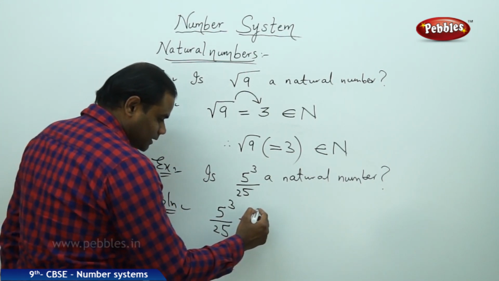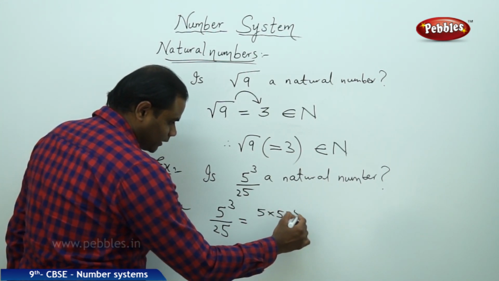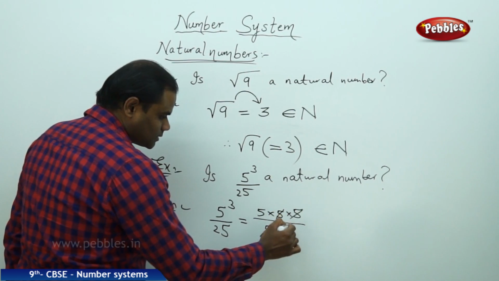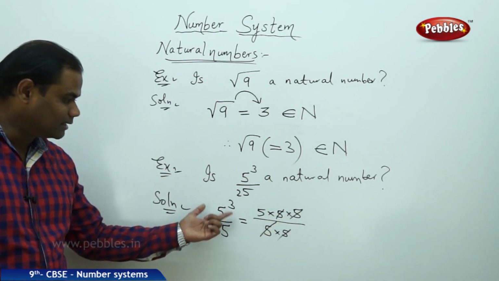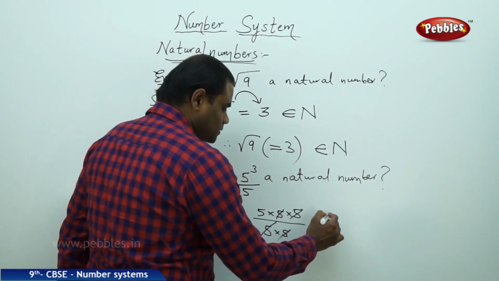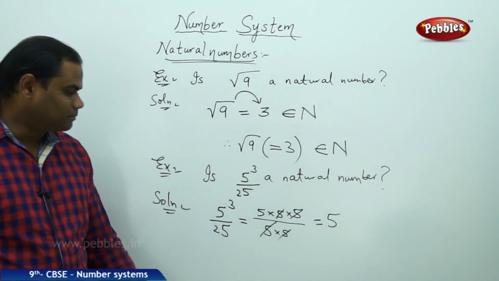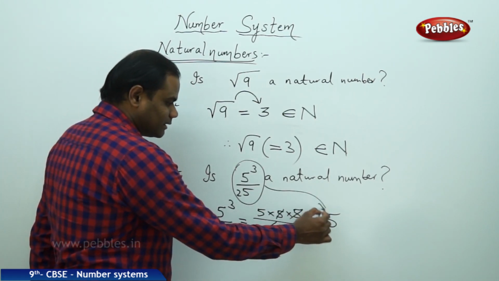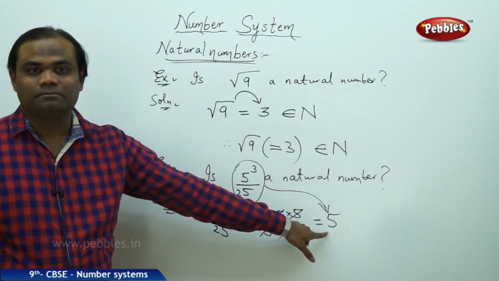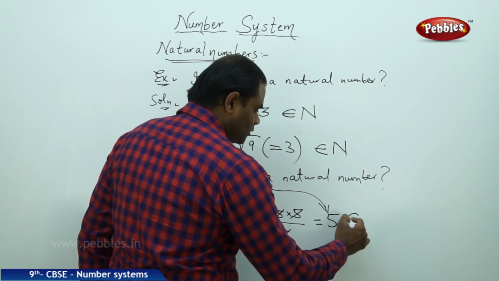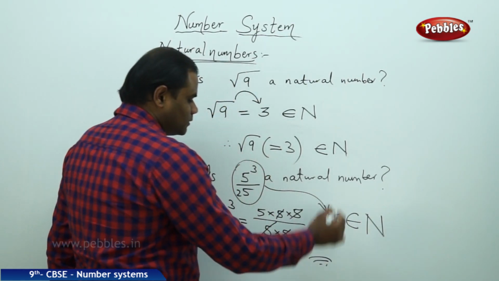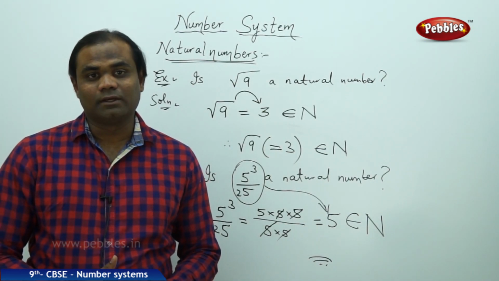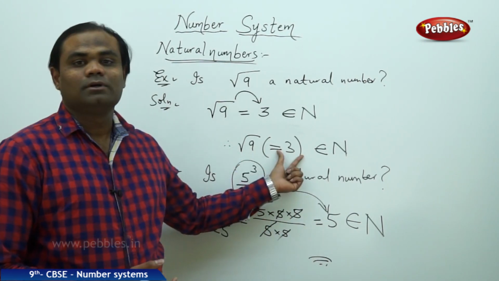Now we know that 5 cubed is 5 times 5 times 5, and 25 can be written as 5 times 5, and then the two 5's get cancelled out here. Finally I am left with only one number, which is 5. That clearly makes me understand that 5 cubed by 25 is nothing but the simplified form of 5, and this we all know belongs to natural numbers. Therefore, 5 cubed by 25 is a natural number, is how we justify through the most simplified form.